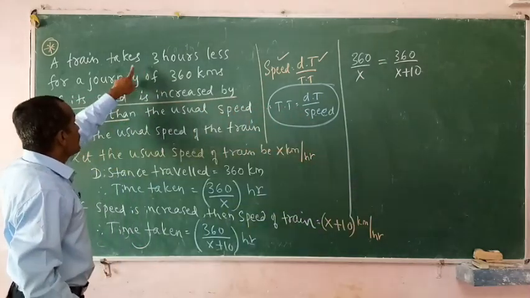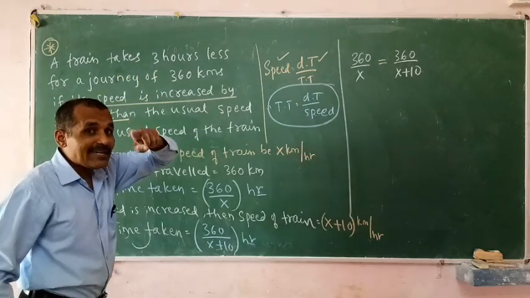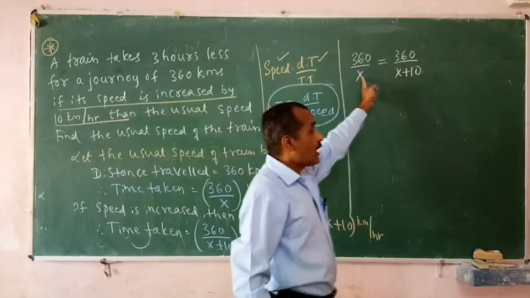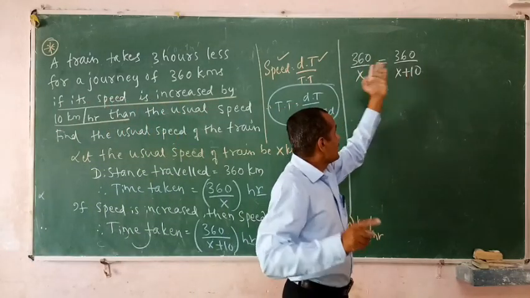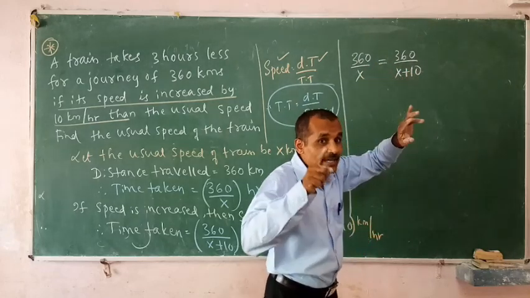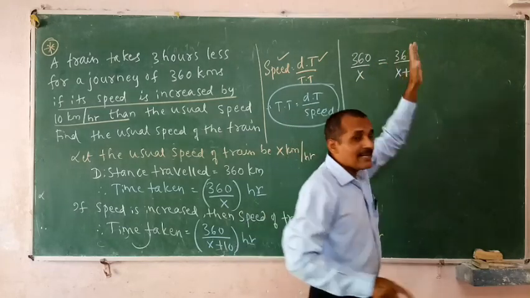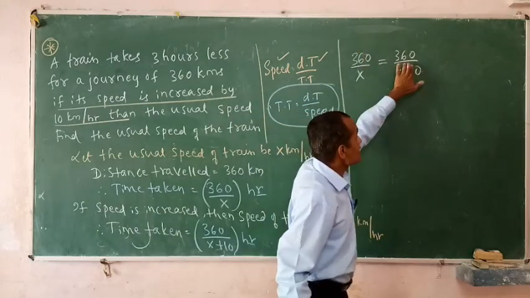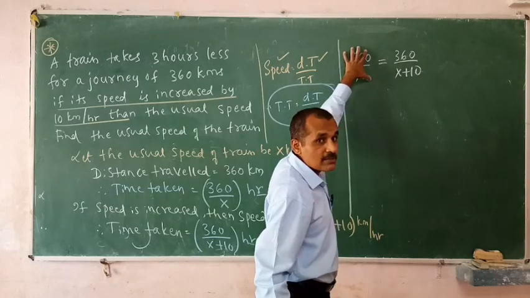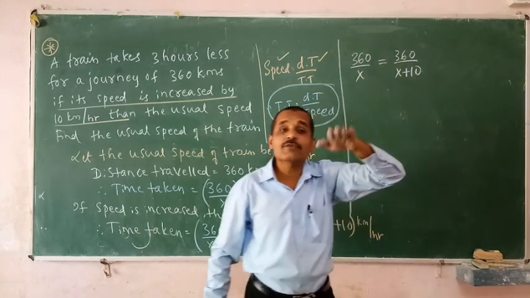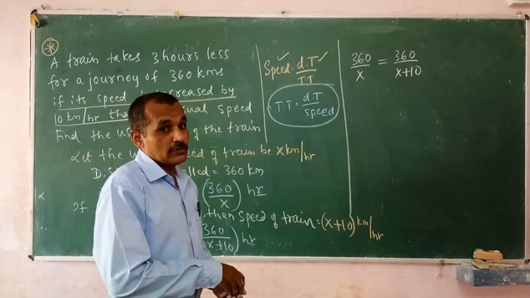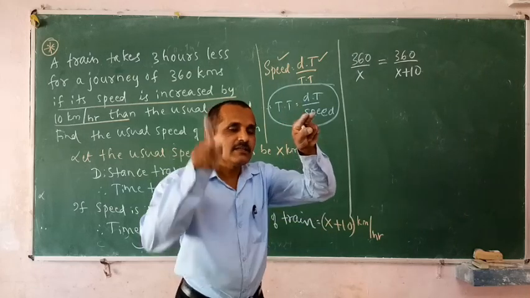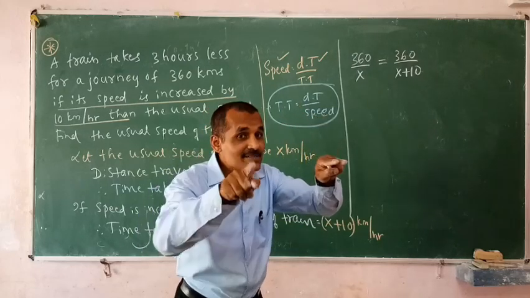They say with the increased speed, it has taken 3 hours less. See, they are not equal. This is also hours. That means 3 hours less. That means regularly if it is taking 10 hours, here it is 3 hours less, means 7 hours only it has taken. So to balance this, where there is less, there I have to add.